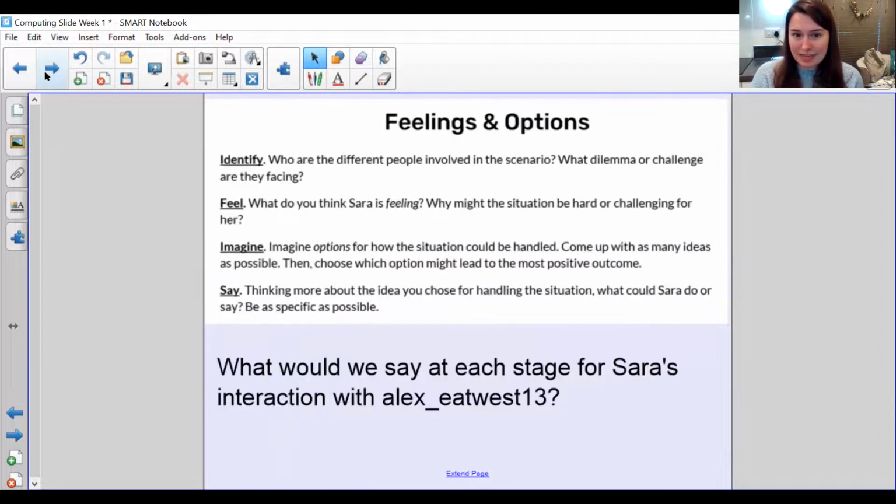Okay, let's keep going then. So when we get that red flag feeling, we're going to follow this kind of process. It's the feelings and options. So identify who are the different people involved in a scenario and what challenge is there. Now, it might be you or it might be someone else. You identify what the problem is and who is involved.